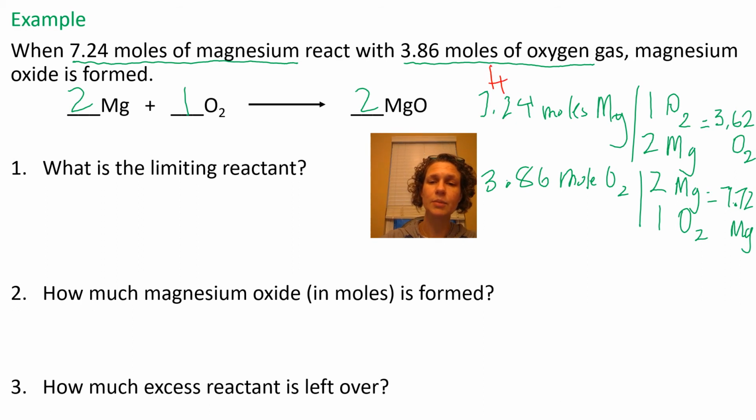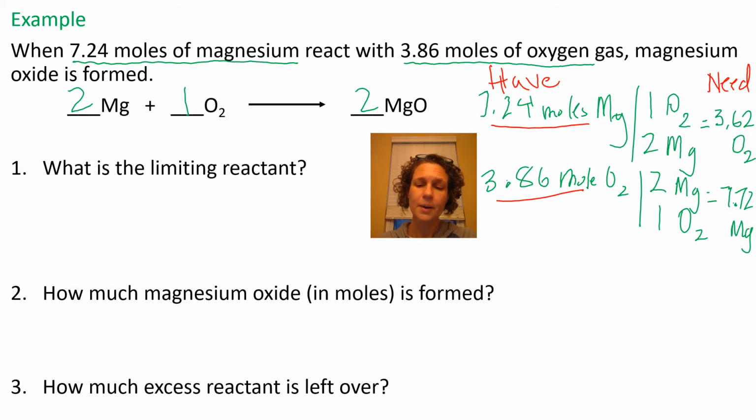Here are these two numbers that I have. I've got that much and that much. These numbers, what I calculated over here, that's what I actually need. So compare. Let me use some different colors here. I have 7.24 moles of magnesium sitting on my table, and I need 7.72. So I have less than what I need. If you have less than what you need, that means that is your limiting reactant. And you can check it by looking at the other one, because the other one should be the opposite. I have 3.86 moles of oxygen, and I need 3.62. So for oxygen, I have more than I need. For magnesium, I need more than I have.